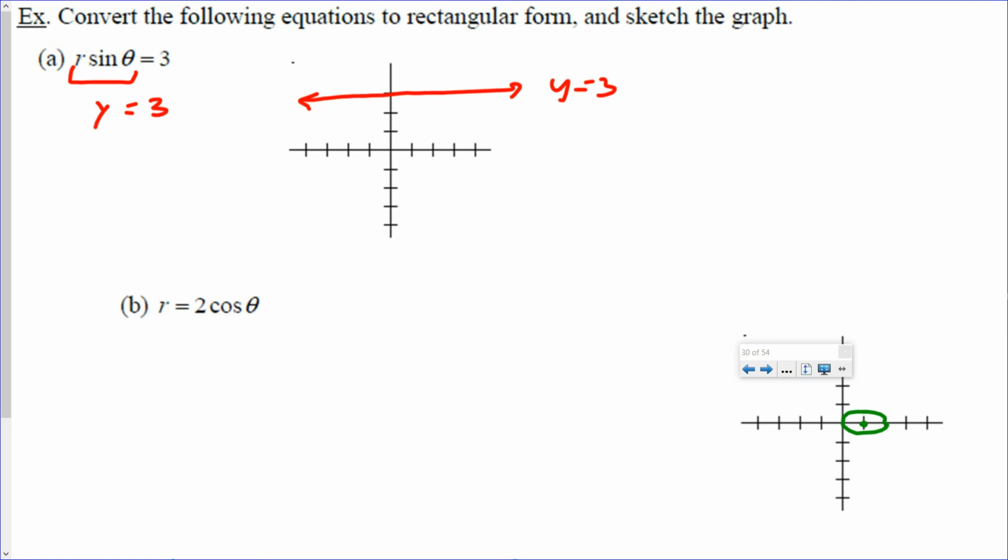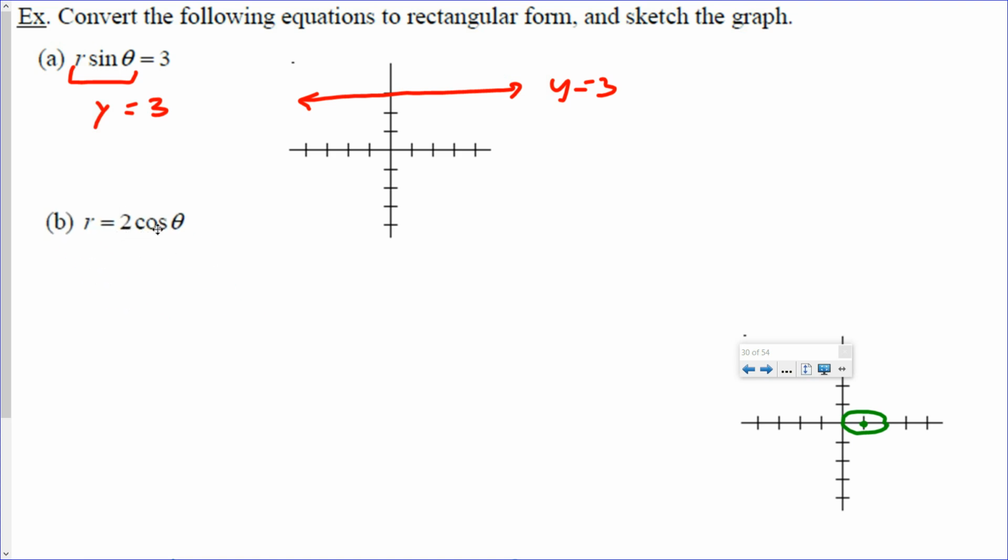This one's not as nice. If the cosine had been on this side, then it would have been okay. If the cosine had been in here, we could have said this was x equals 2. Is everybody good with that? But it's not. So you have to do something a little bit different with this one. It's a little bit harder.